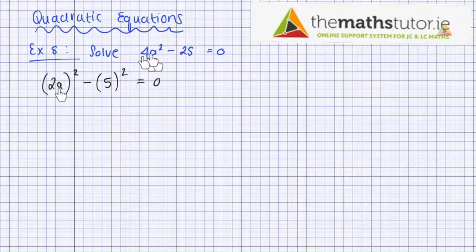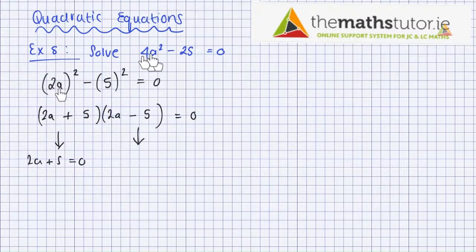So now you have both of them in the correct format. The rule is open up your brackets. 2a goes in the first, 2a goes in the second, 5 goes in the first, 5 goes in the second, and the rule is plus with one, minus with the other. And what we didn't have before is that it's equal to 0. So that now means that 2a plus 5 equals 0, and 2a minus 5 equals 0.